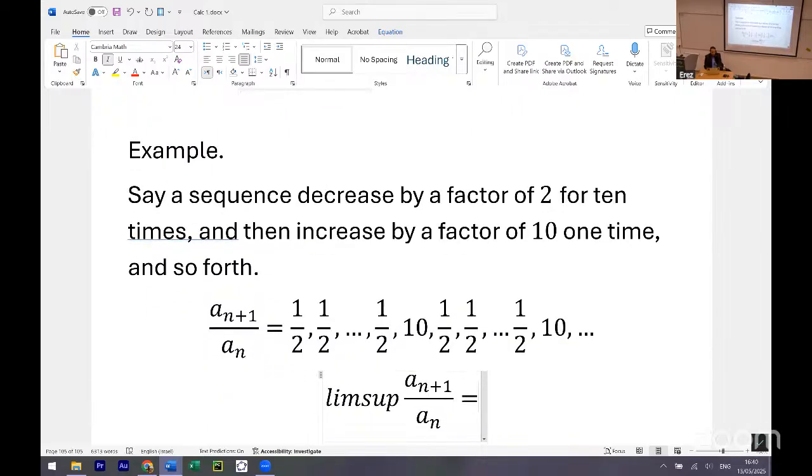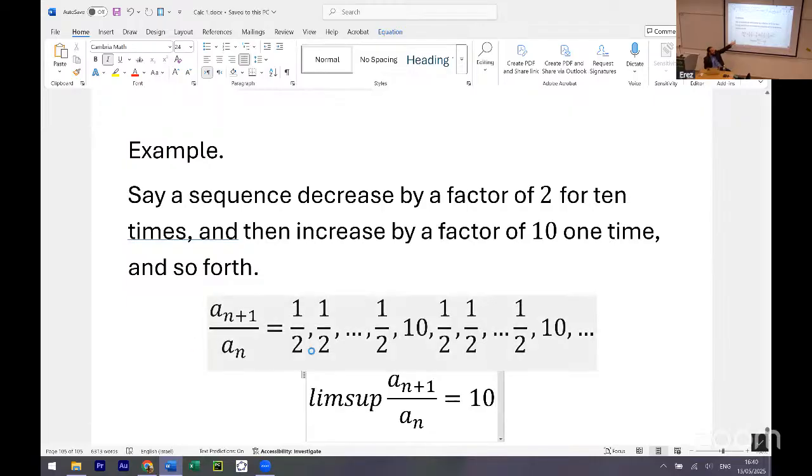In the club, no, the lim sup is the big one. Yeah, but you can have 10. It's 10. There is no question. That's the sequence. The sequence is half, half, 10, half, half, 10, right? The larger limit is 10, the smaller limit is half.